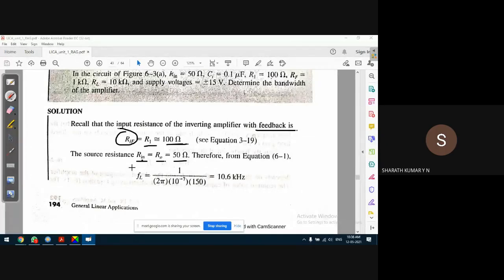Okay, so F_L can be calculated as 1 by 2 pi. The C value is 0.1 microfarad, that is 10 to the power minus 7, and the input resistance is R_AF plus R_O, 100 plus 50, that is 150. So the lower cutoff frequency is approximately 10.6 kilohertz. Okay, this is the lower cutoff frequency.